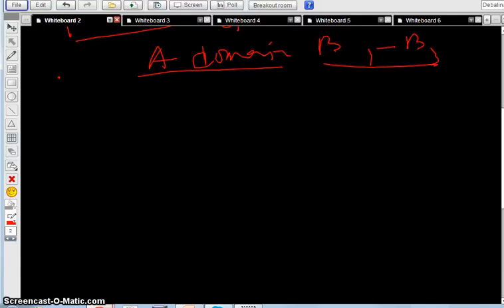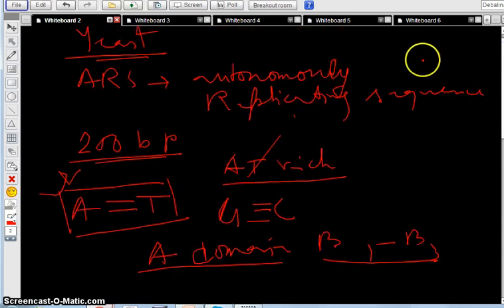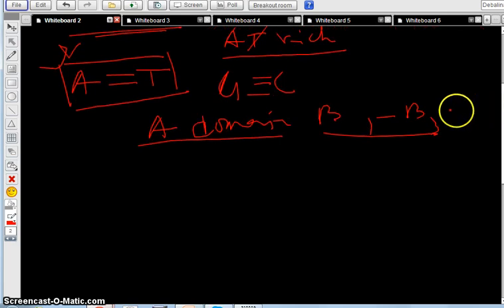Hello friends, in my last video I just started to talk about the replication origin in case of the eukaryotes, and we took a model as yeast, and there the replication origin site is called autonomously replicating sequence, which is 200 base pair long, and it is an AT-rich sequence. And I told you why this region is an AT-rich region.